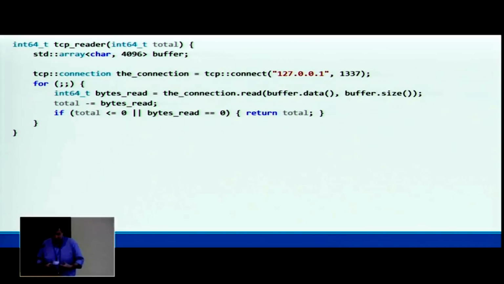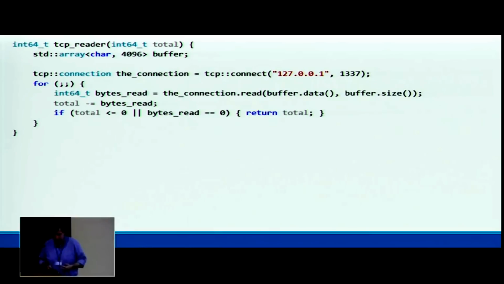So here we have a synchronous program. And we have this function, TCP reader, and it's going to open a TCP connection, and then it's going to loop, and it's going to read some data from that connection, and then it's going to return the number of bytes that were remaining, or that it should have read that it didn't. And ideally, we'd probably be doing some work with the data in this loop, but we're just trying to show the synchronous process.